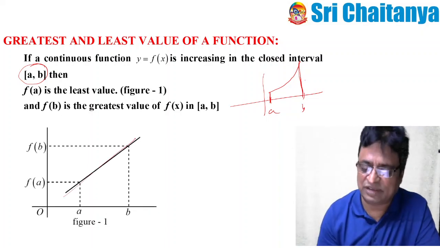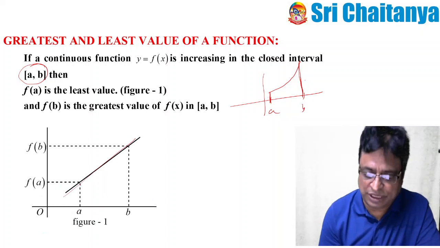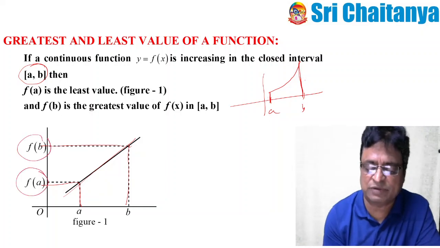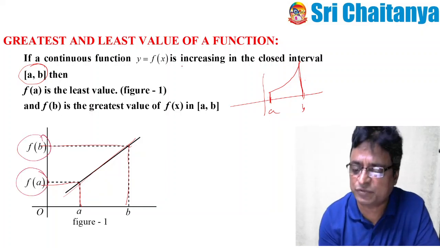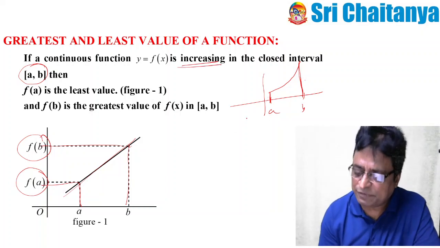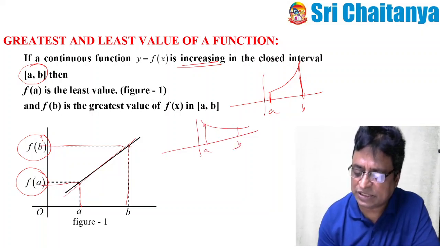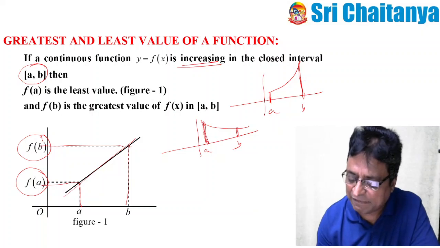See, this happens. The corresponding value here is f of a, and the corresponding value here is f of b. This value is the minimum value and this value is the maximum value, provided your function is increasing. Suppose your function is decreasing, what will happen? Opposite. In the closed interval [a, b], this is f of a, and this is f of b, and f of a becomes maximum and f of b becomes minimum.